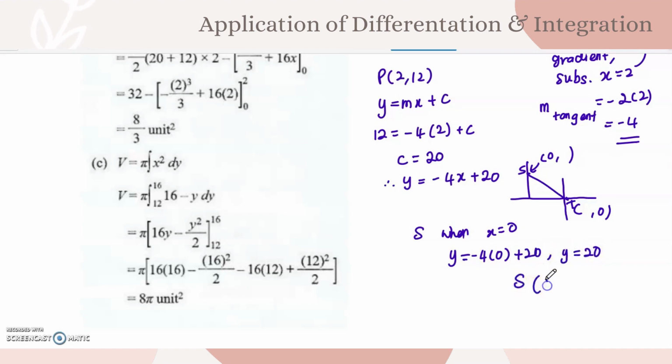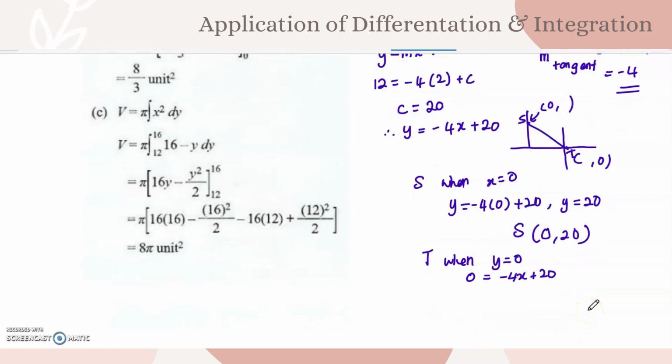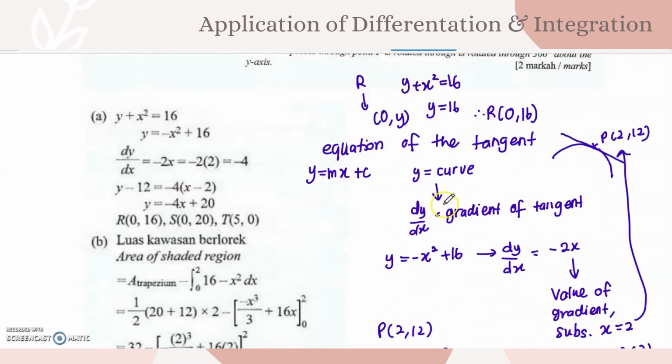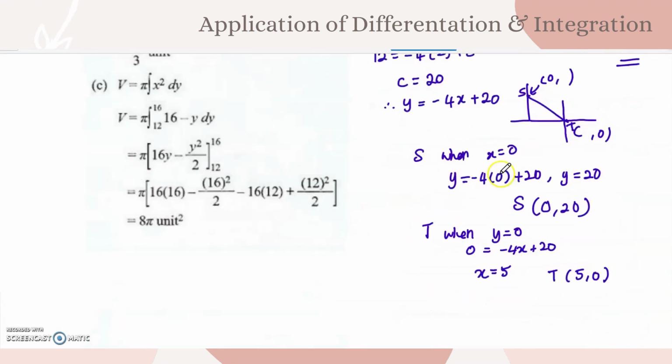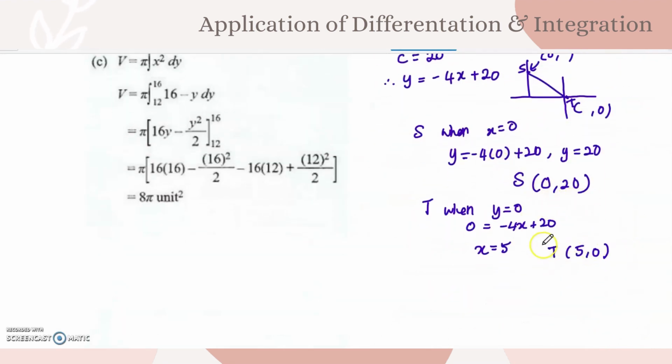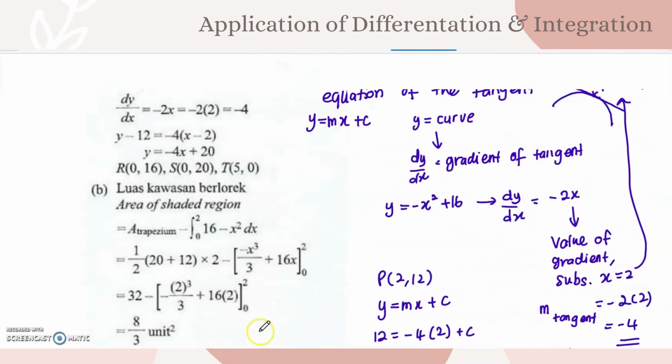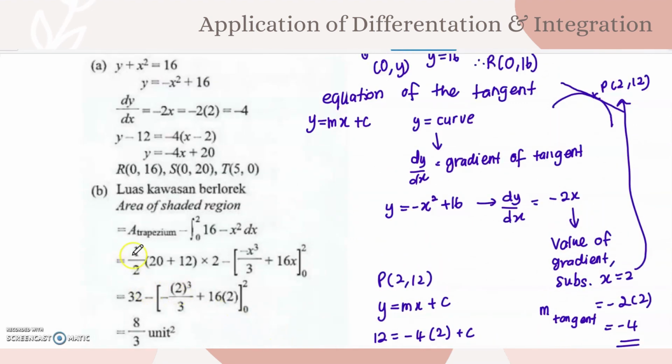So the point S is (0, 20). Point T is when y equals 0, and it ends up at x equal to 5. So therefore, point T is (5, 0). So we have three points: the point R (0, 16), the point S (0, 20), and the point T (5, 0). So that's question number 10, 11E.